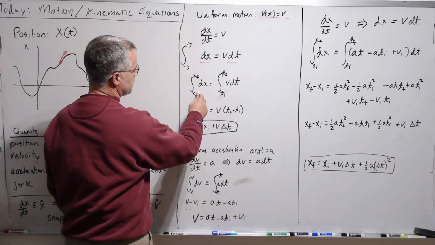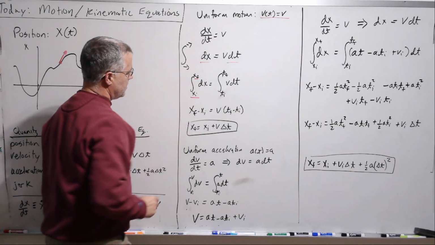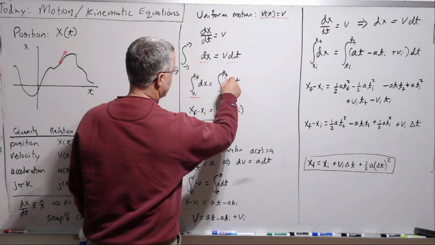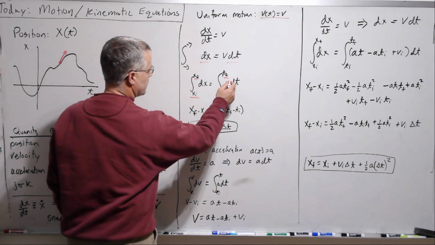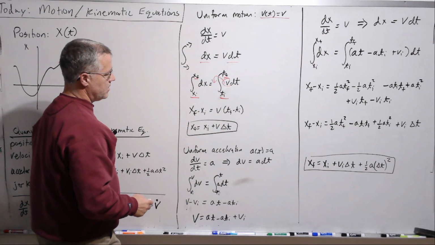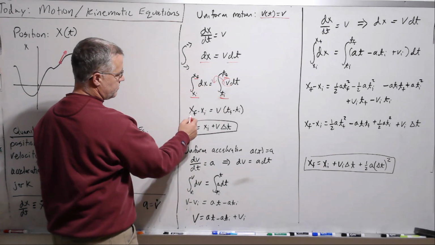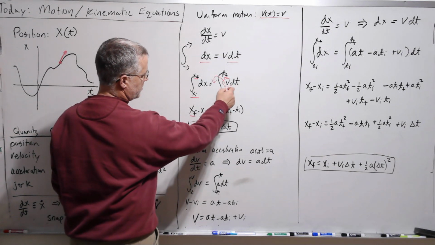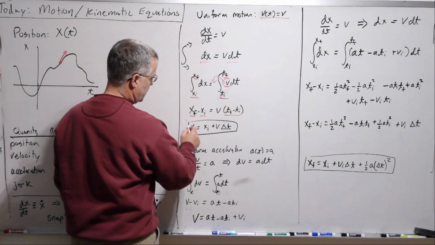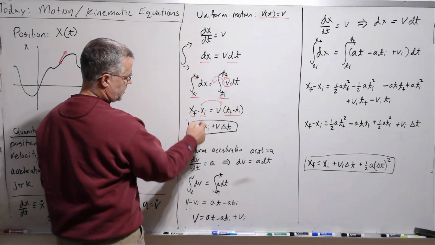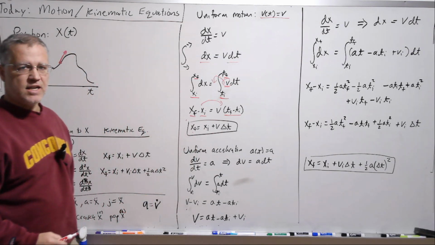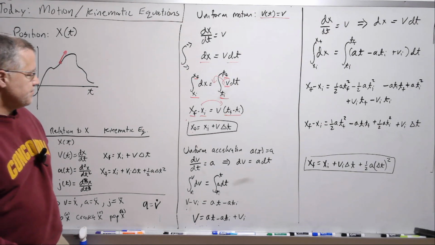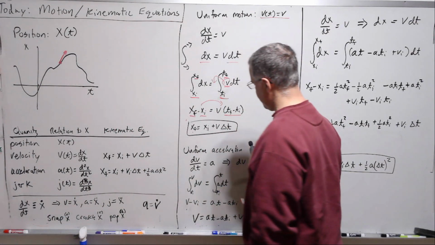We can separate this. Then we can integrate up from the initial position to the final position and the initial time to the final time. V is a constant, so V can get pulled out. Here we have the integral of 1, so that's just going to be final minus initial. And here we have, again, V times the integral of 1, so that will be final minus initial. We can bring this initial position over to the other side, and we have the kinematic equation for constant velocity, or uniform acceleration. Or, sorry, uniform velocity.